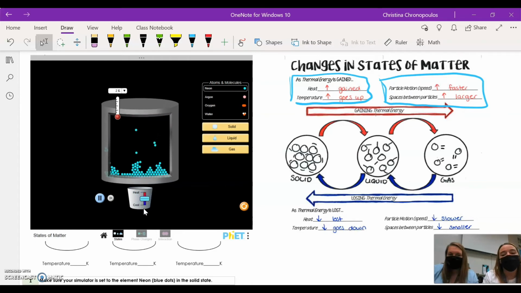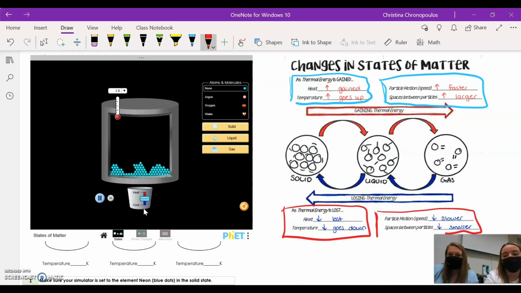So what this shows us, once again, is that there is a direct relationship to our thermal energy. As our thermal energy is decreasing, our heat is decreasing, the temperature is decreasing, particle motion decreased, things got slower, and the space between the particles got a lot smaller. They got much closer together.